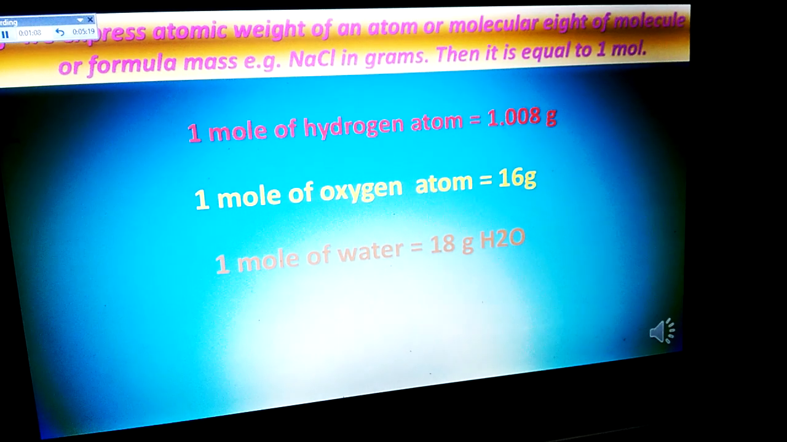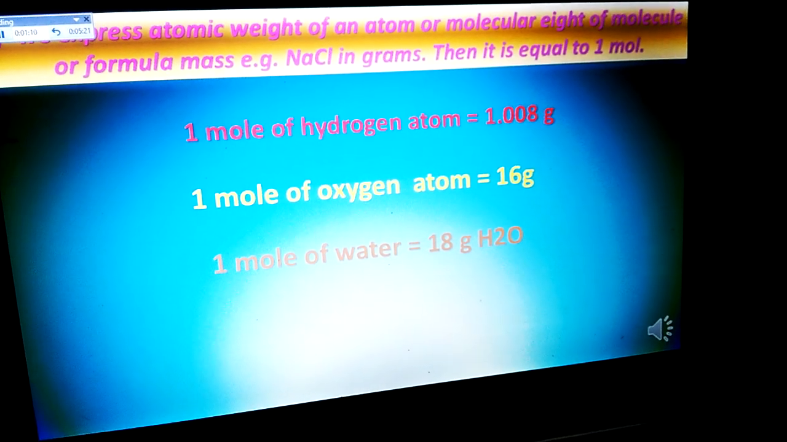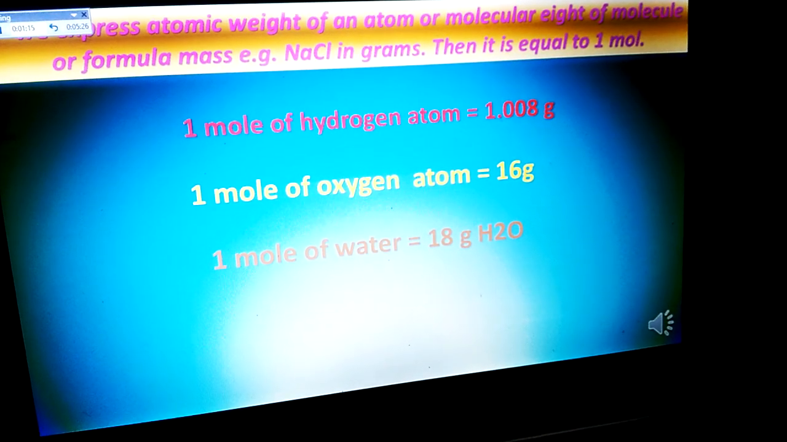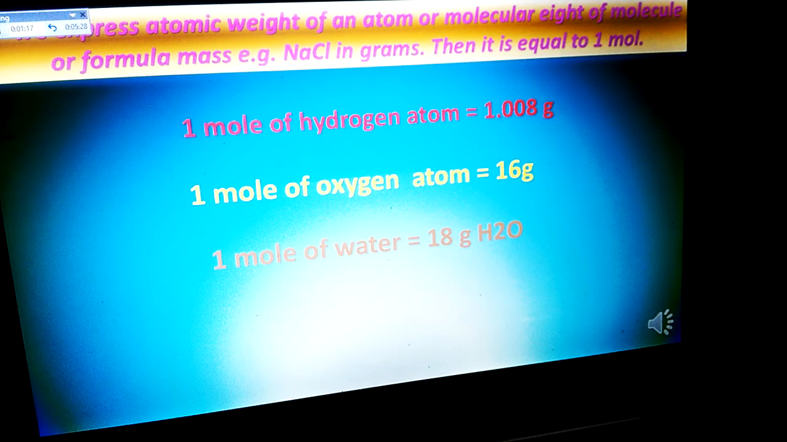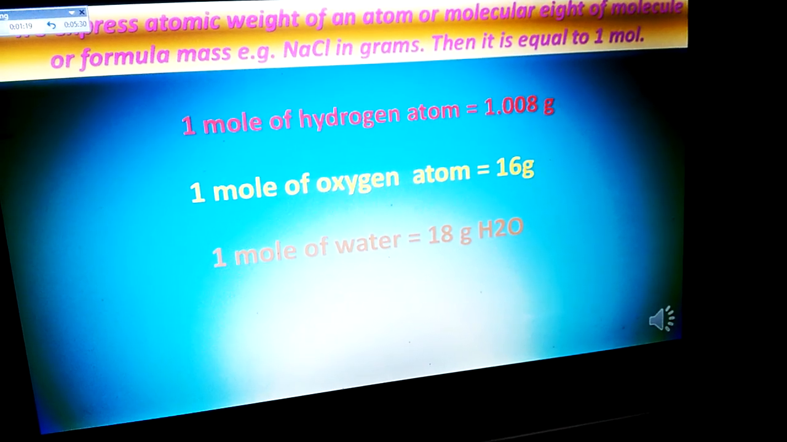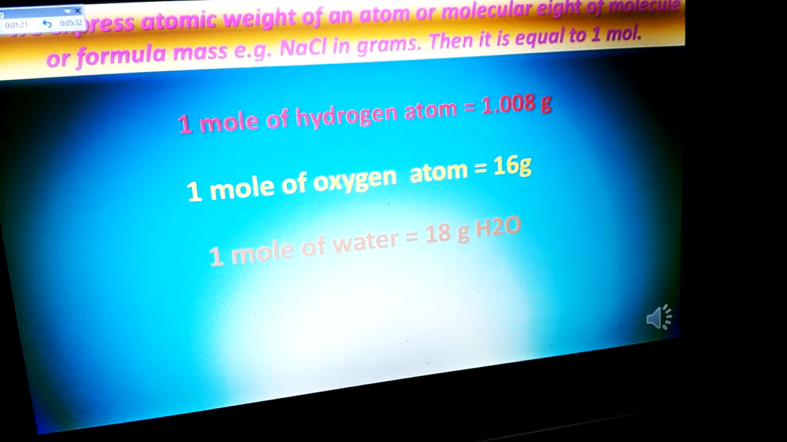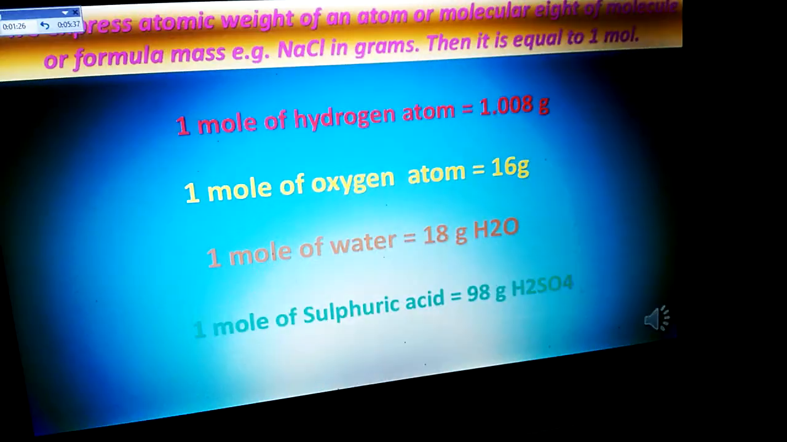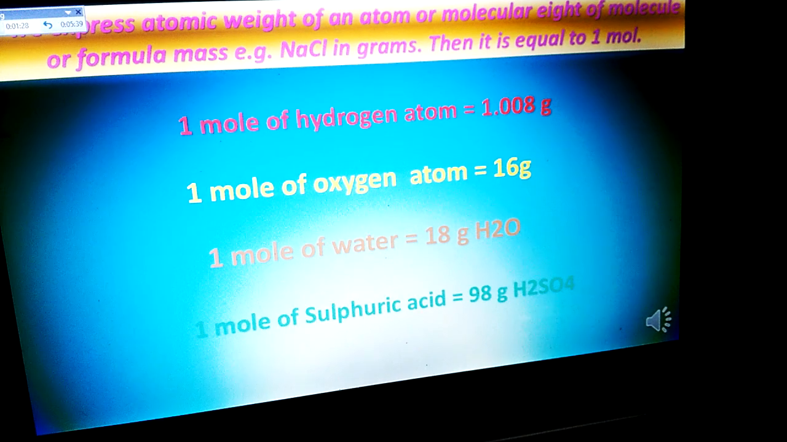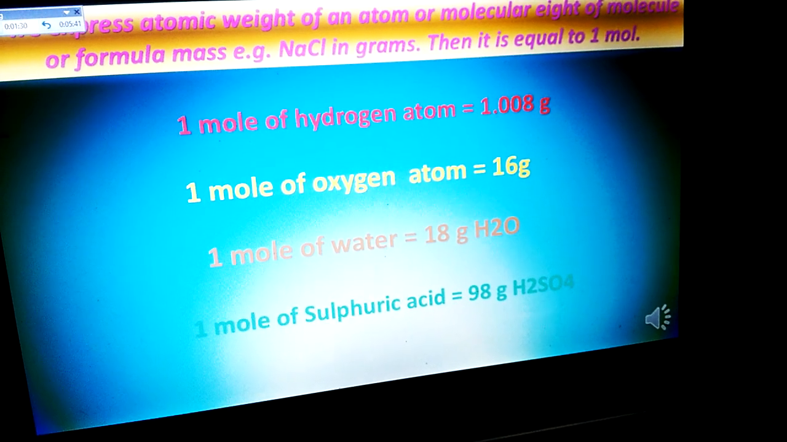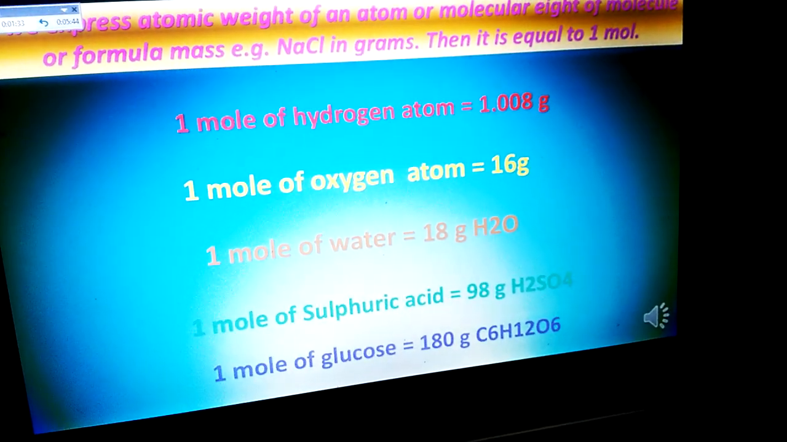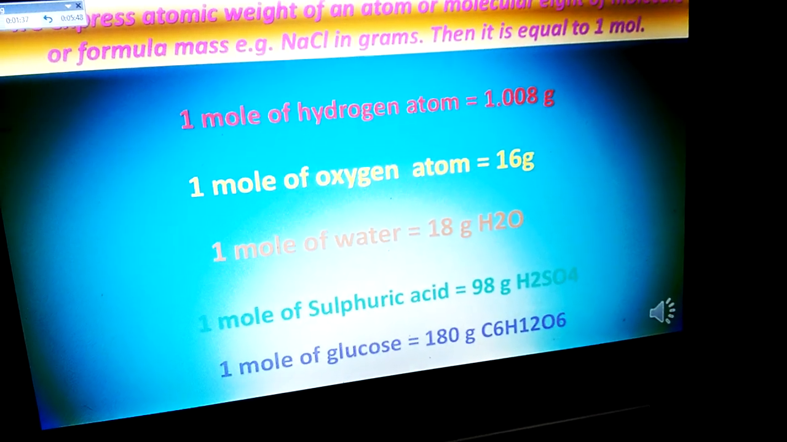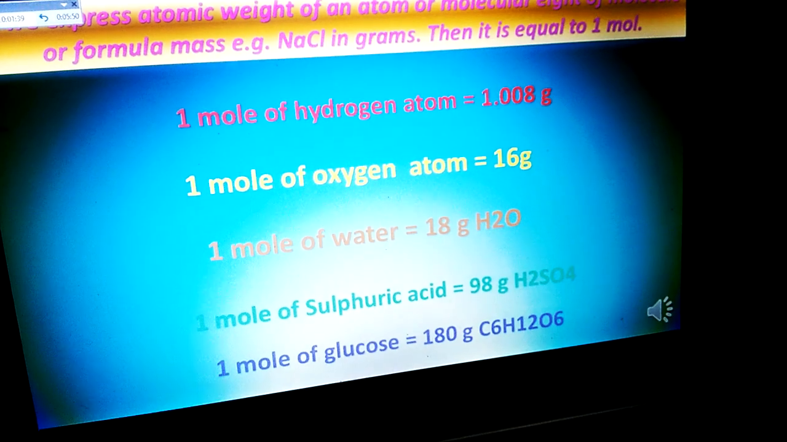If we take 1 mole of water, then it is equal to 18 gram of water, and it consists of 6.023 multiplied by 10 raised to power 23 molecules of water. Just like this, 1 mole of sulfuric acid is equal to 98 gram of H2SO4, and 1 mole of glucose is equal to 180 gram of C6H12O6.